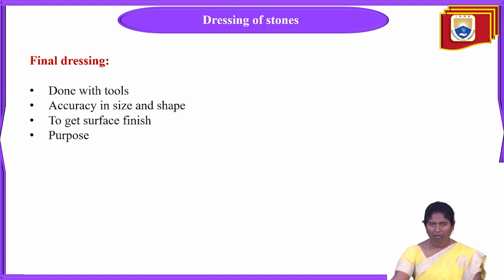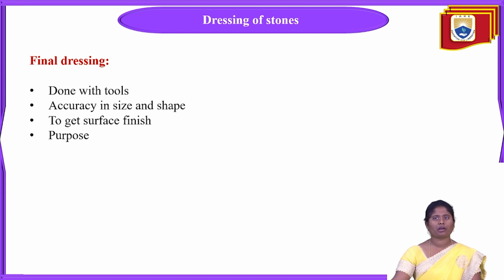Okay. Next one. Final dressing, meaning after the dressing of stones is completed, what are we going to do? What is the final dressing of the stone? First, it is done with tools, like chisels, hammers, abrasives. After using these, we have to give the shape and size to the dressing of stones for the different types of stones.